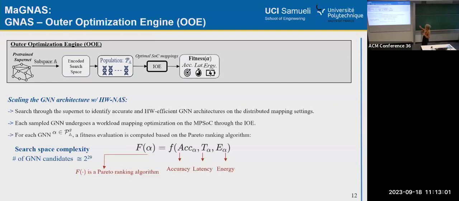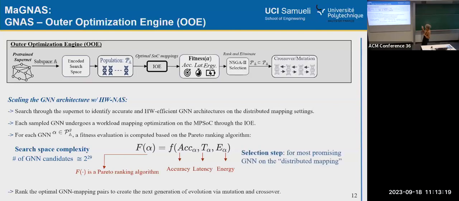And after getting the results of the accuracy, latency, and energy measurements, we're gonna compute a fitness evaluation function based on the Pareto ranking algorithm in order to assign an optimality score for each GNN mapping pair. Then based on these scores of optimality, we're gonna rank our results from the best to the worst one, and we select the top quartile to generate the next generation of the evolution with some variation search operations that are called crossover and mutation. So we're gonna iterate over this process multiple times until reaching an optimization budget.